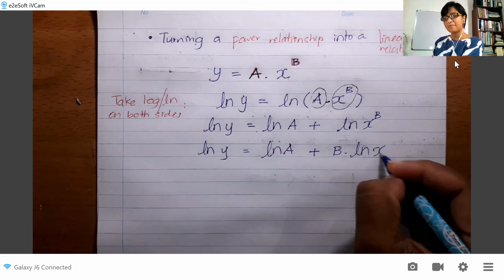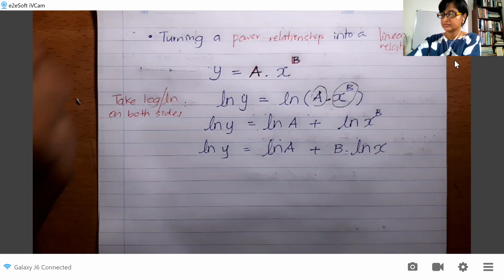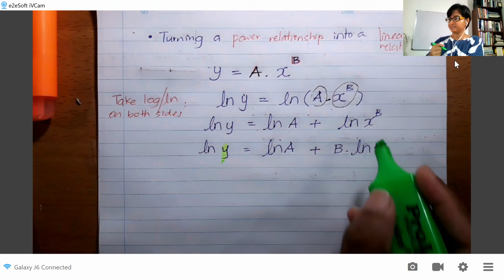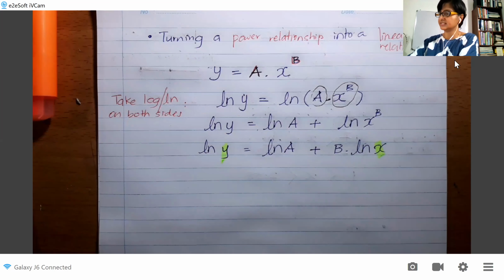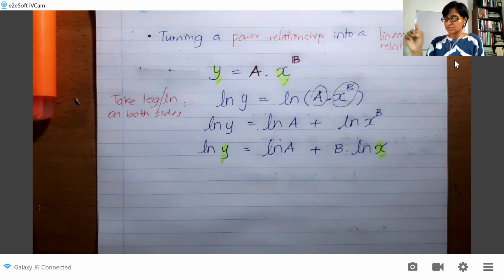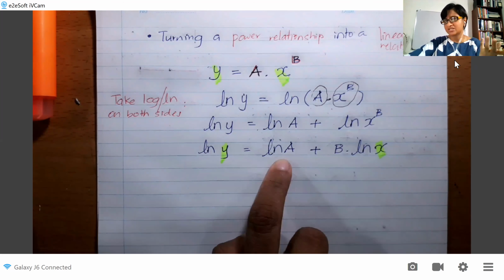Now, where are my variables? Where are my quantities? Shall I highlight the quantities? These are my x and y, okay? They were here earlier. Now they have gone into a log term. ln y, ln x, okay? Those are my variables, the quantities between which I'm trying to find the relationship. This ln a, now a is some constant. I don't know what a is, right? b is a constant. So ln a is going to be just a number, but I don't know what that number is. And b is just a number.